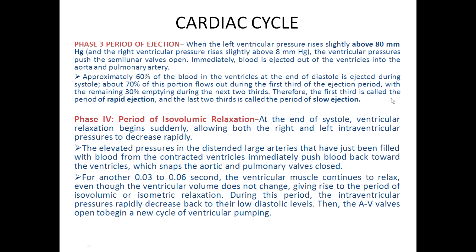Then the first third is called the period of rapid ejection. The last two thirds is called the period of slow ejection. In the first part of ventricular contraction, 70% of the blood is pushed, and in the next two thirds, 30% is ejected, and this is called slow ejection. The first third of the ejection period is called rapid ejection because 70% of the blood is ejected from the ventricle.